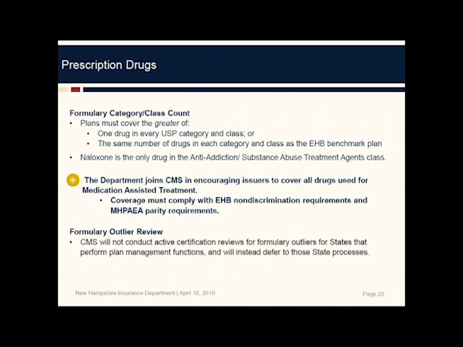The formulary category and class count. The plans must cover the greater of one drug in every USP category and class, or the same number of drugs in each category and class as the EHB benchmark plan. Naloxone is the only drug in the anti-addiction substance abuse treatment agents class. The department joins CMS in encouraging issuers to cover all drugs used for medication-assisted treatment, or MAT. Coverage must comply with EHB non-discrimination requirements and federal mental health parity requirements.